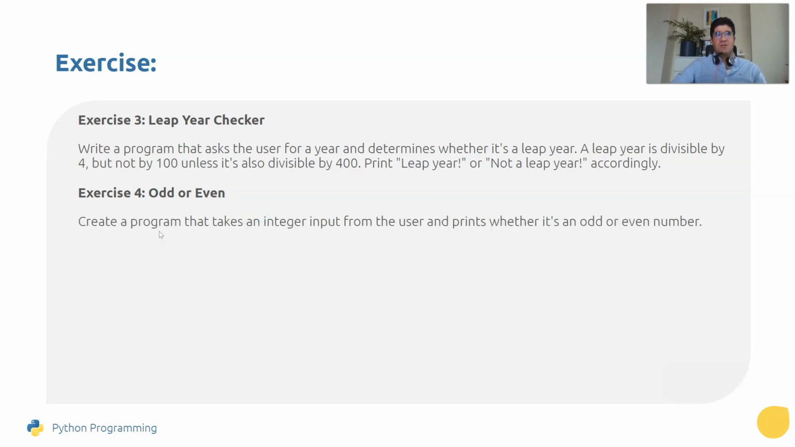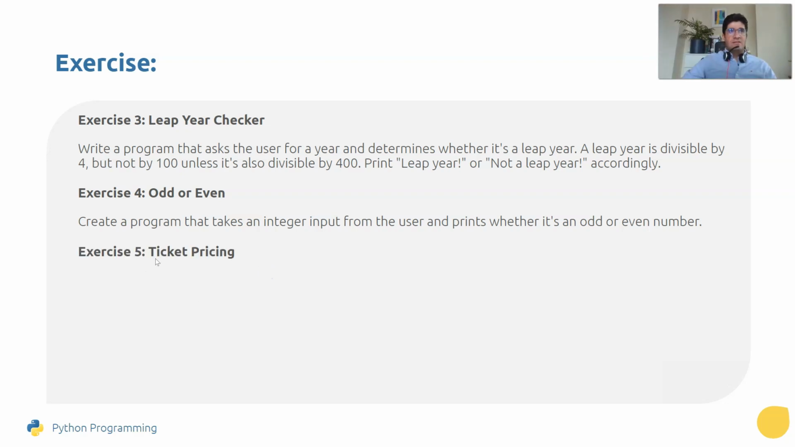Another simple example, odd or even. You can create a program that takes an integer input from the user and prints whether it is an odd or even number. And the last exercise is a ticket pricing.